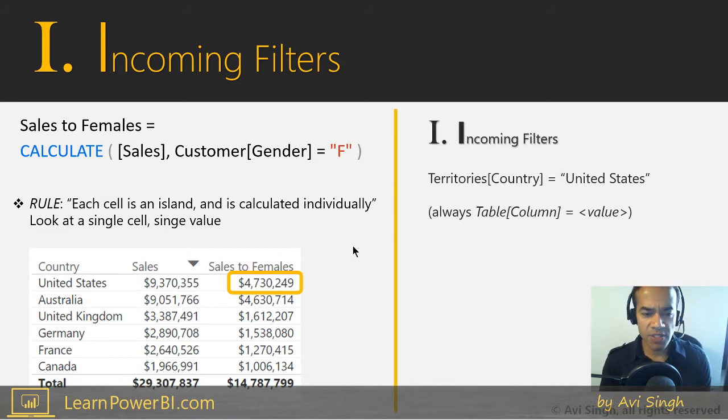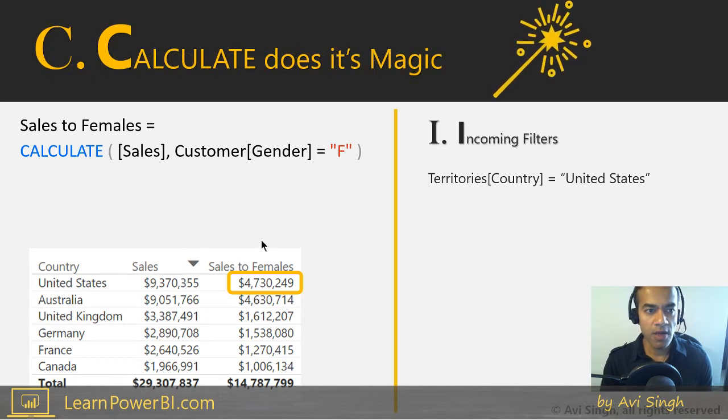So incoming filters: this one is simple, just coming from the row. Remember, try not to say it as, oh, United States, that's a filter context. Not really. Try to think like the DAX engine. So you say table column equals value: Territories country equals United States. And the next step, C.